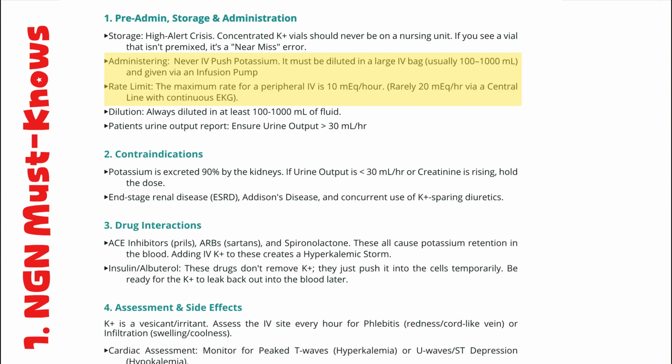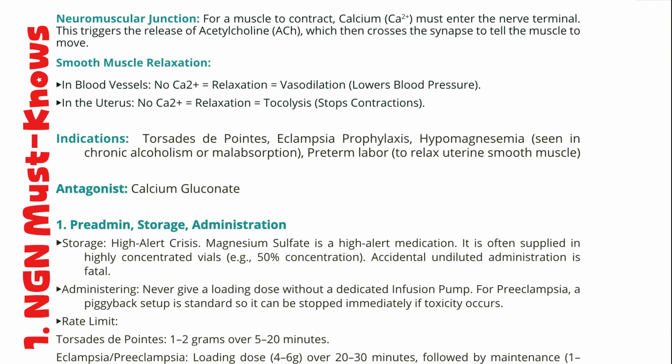Potassium chloride is a severe vesicant and must never go in as an IV push. Pushing it stops the heart in diastole, a lethal injection. It must always be diluted and run through an electronic infusion pump with a maximum peripheral rate of 10 milliequivalents per hour.